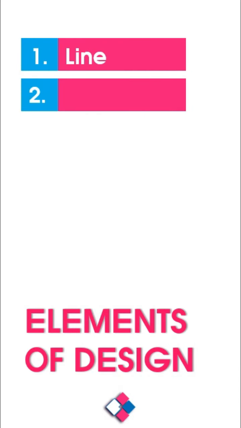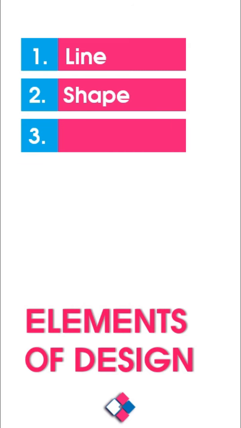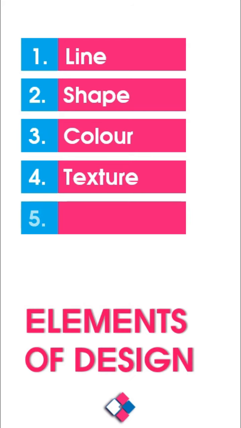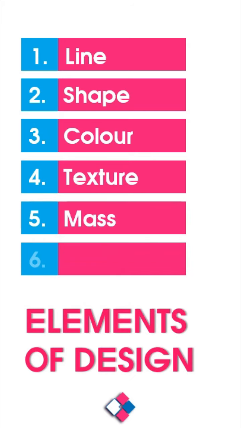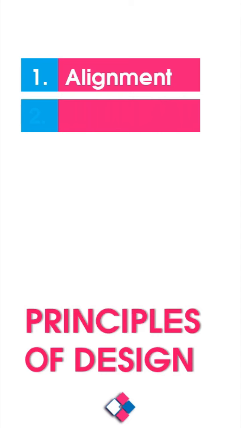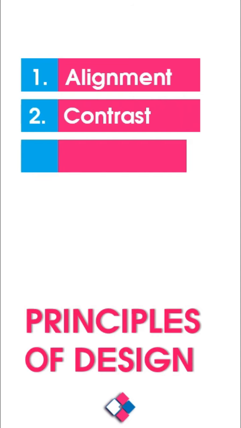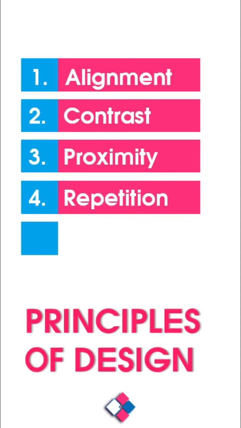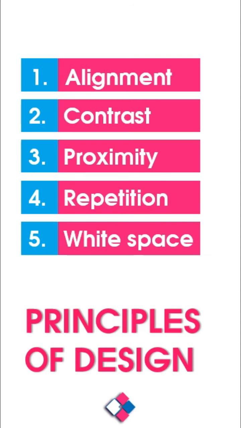So let's do a quick recap. We've looked at 6 elements of design. We've looked at line, shape, color, texture, mass, space. Then we also looked at what are the guiding principles in ensuring that you make use of these 6 elements very well. So we make use of alignment, contrast, proximity, repetition, and white space.